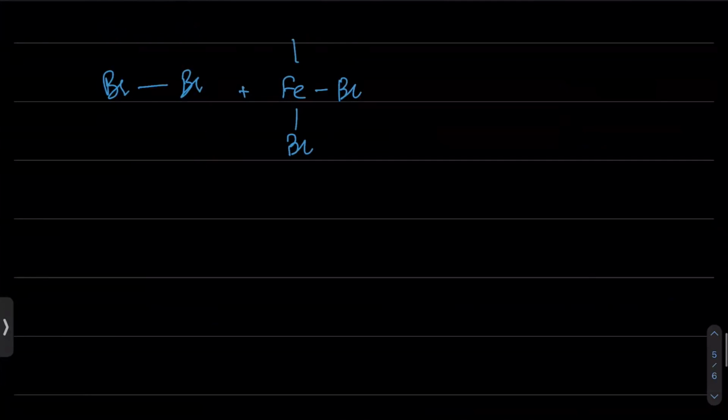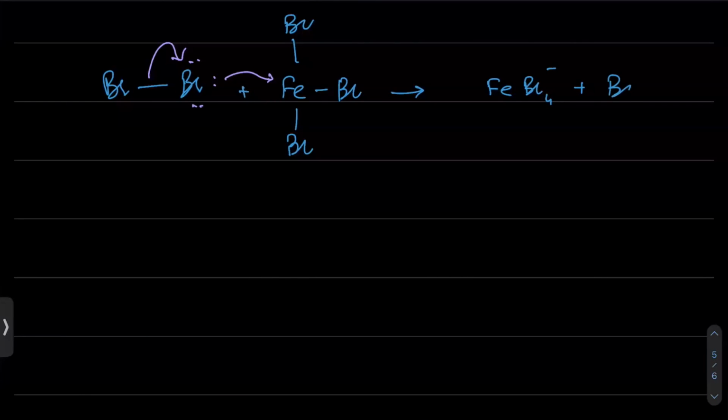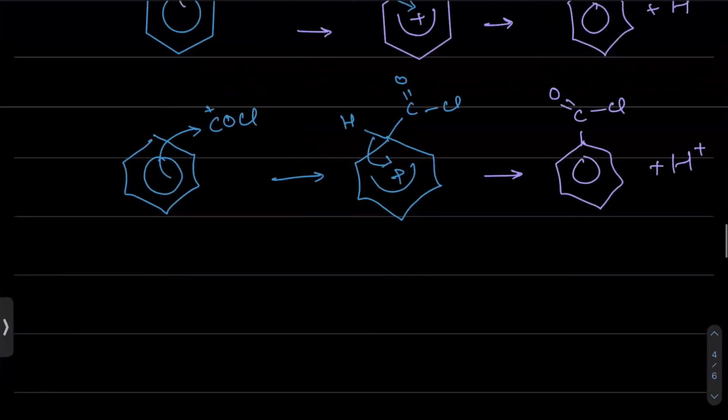मैंने Br मॉलिक्यूल लिया, उसको मैंने FeBr3 के साथ रिएक्ट कराया और इसके साथ डेटिव बॉन्ड बनाई और इससे इलेक्ट्रॉन छीन लिए. That way, I ended up with FeBr4 with a negative charge plus Br with a positive charge. And then I took this Br positive and reacted it with this.